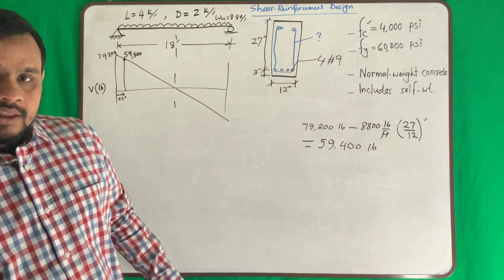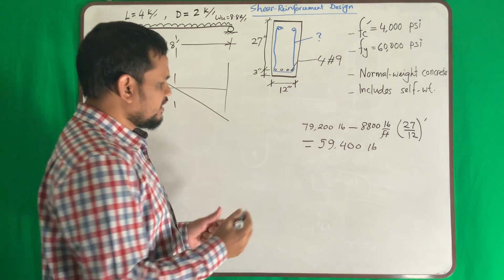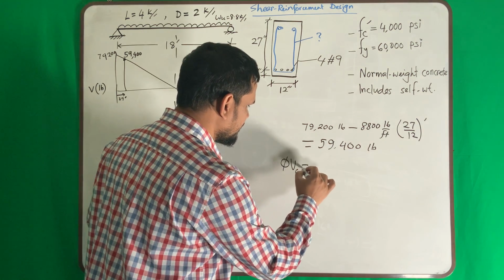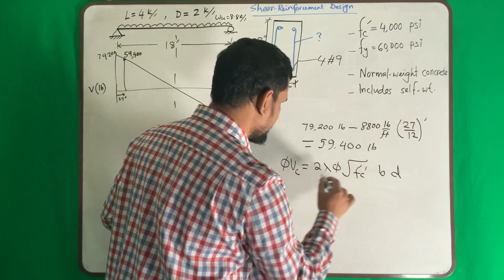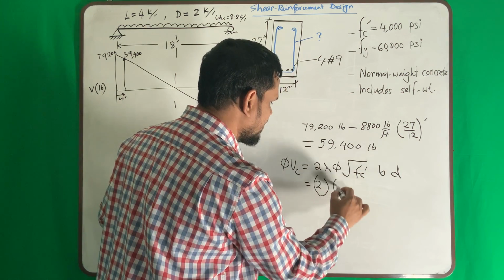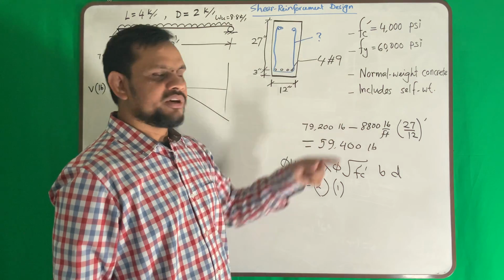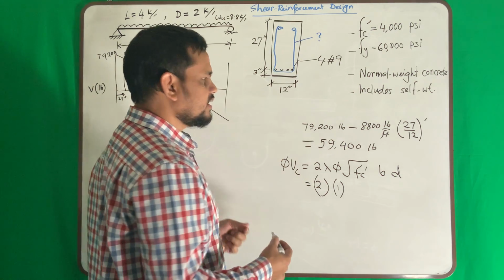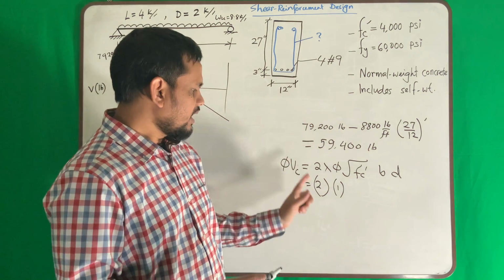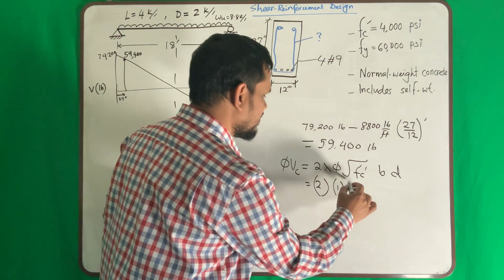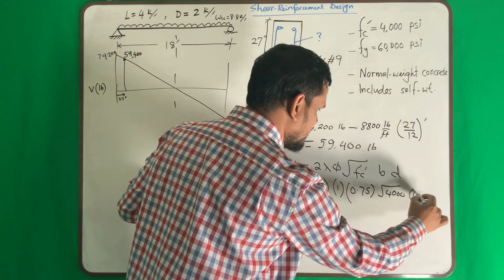So we got one. Then we will calculate what is the maximum amount of shear force my concrete can take. What is that? So phi Vc. Vc is 2 lambda square root of f prime c b d. Lambda is 1 for normal weight concrete. If it is lightweight, then we would use the factor for lightweight concrete, that is 0.85. But our concrete is normal, so 1. What is our phi? Phi is 0.75. f prime c is 4000. b is 12.